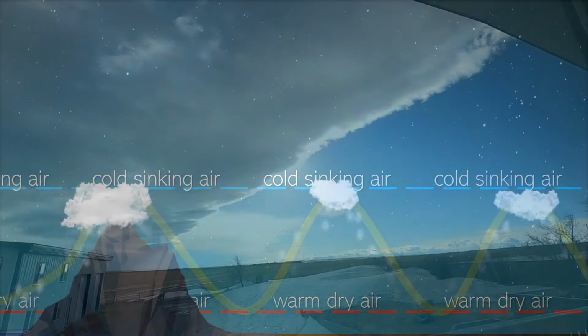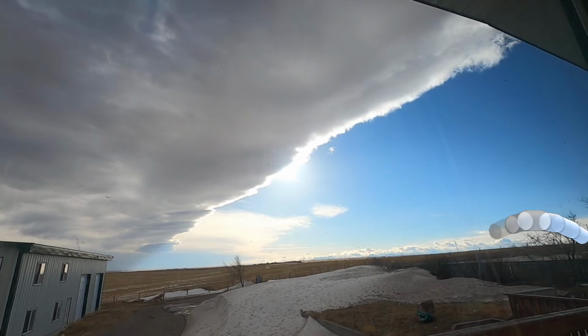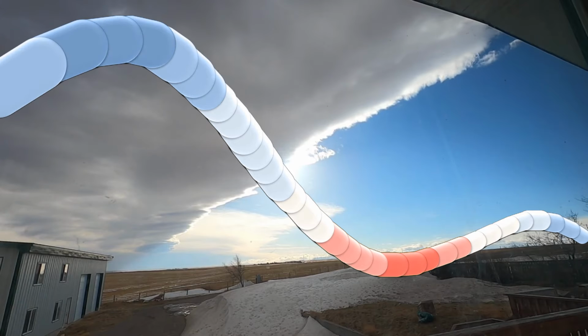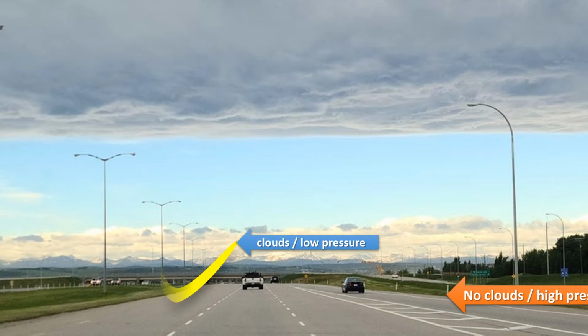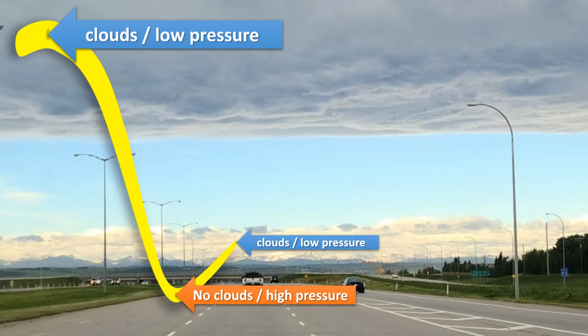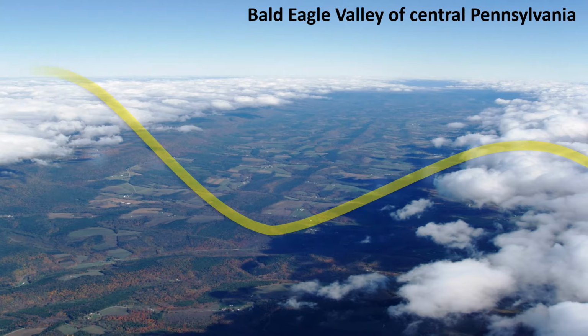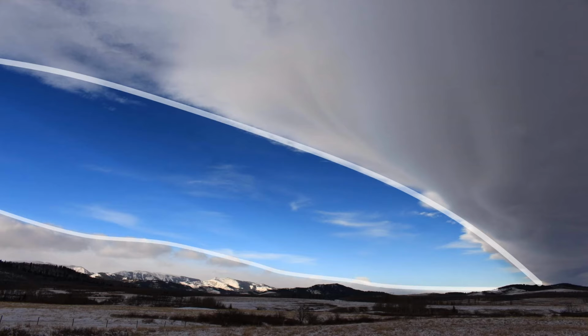You can see this pattern in time-lapse videos of Chinook arches. Here is where the wind goes up, forming clouds, here is where it goes down, dissipating them, and here is where they go up again. It can also be seen here, up and clouds, down and no clouds, and then up and clouds again. And here, in the Bald Eagle Valley of central Pennsylvania. Up in clouds, down and no clouds, then up in clouds again. One unique characteristic of Chinook arches is that there are often sudden and sharp divides between clear sky and clouds.